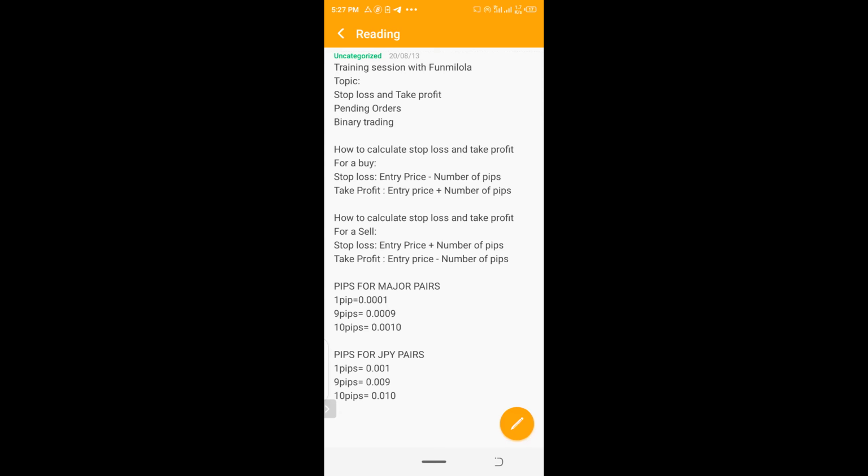Any pair that has JPY in it, that has Japanese yen in it. Amazing, it is 0.020. Yes, that is it.